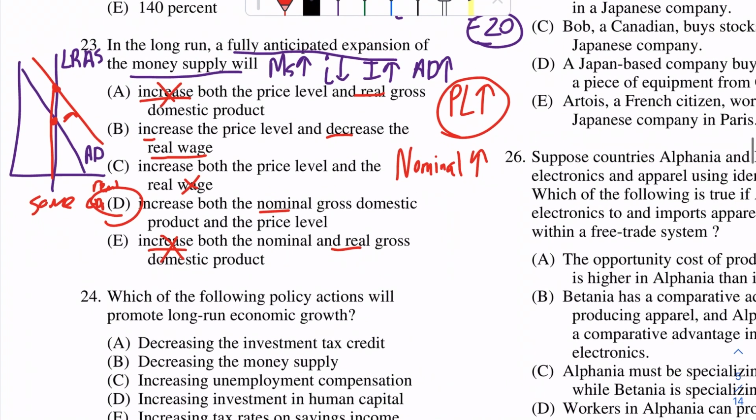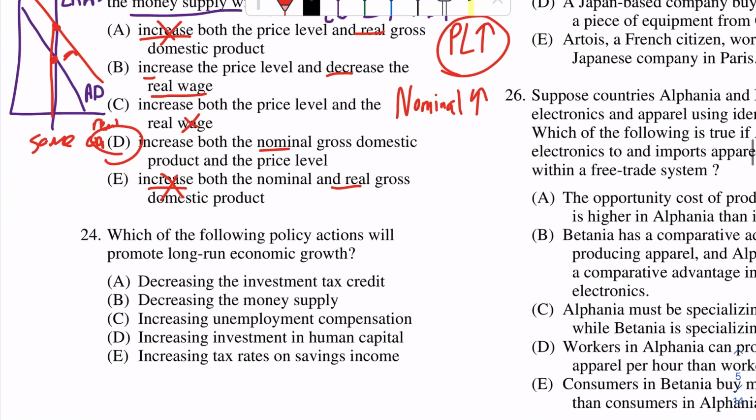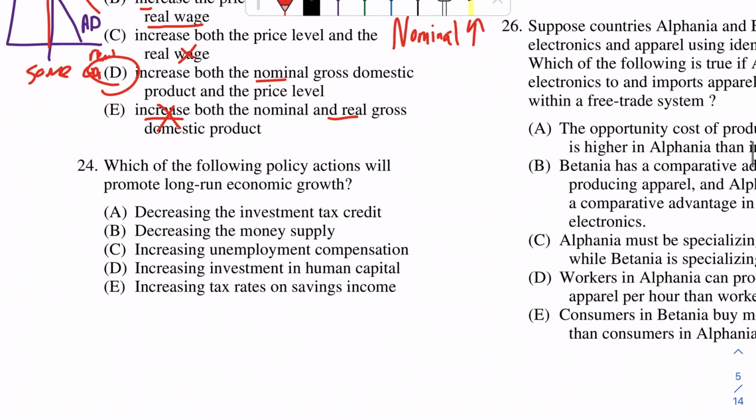And since we're in the long run, you're dealing with the vertical line here. So we increase aggregate demand, but that does not change your real output. It does change price level.